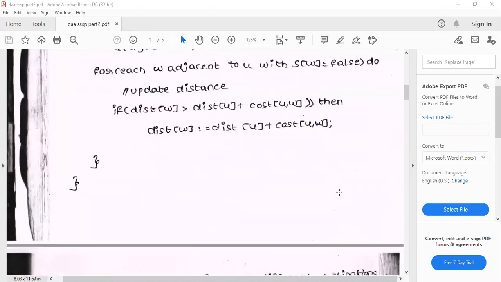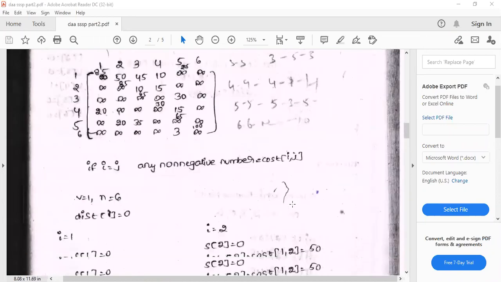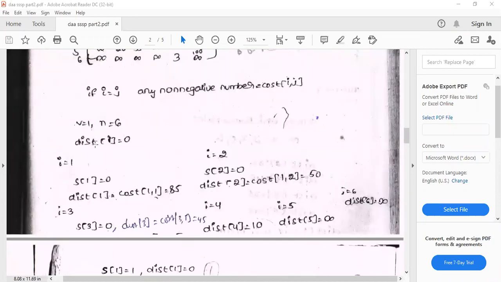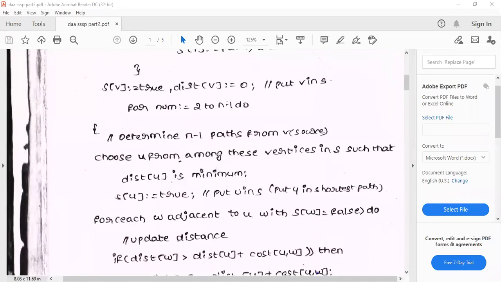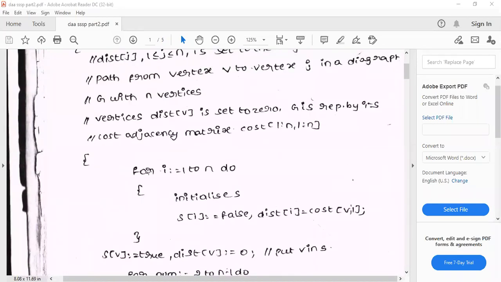Here v comma 1 means v equal to 1, that is the source vertex is 1, distance 1 equal to 0. Here i equal to 1, S1 equal to 0, distance 1 equal to cost of 1 comma 1 equal to 0.